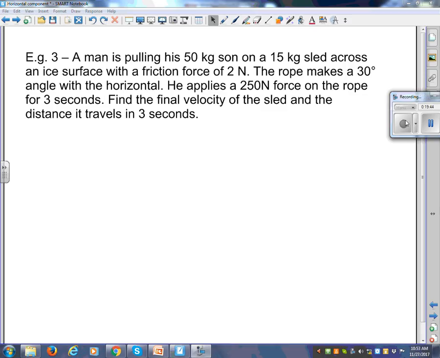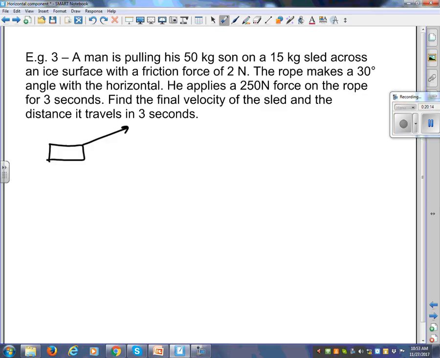Okay, so example number 3 says, a man pulling his 50 kilogram son on a 15 kilogram sled across an ice surface with a friction force of 2 newtons. The rope makes a 30-degree angle with the horizontal. He applies a 250 newton force on the rope for 3 seconds. Find the final velocity of the sled and the distance it travels in 3 seconds. Does this seem like a really big problem? It's going to have a lot of steps. That's because it's a really big problem and has a lot of steps. Let's start by drawing a picture.